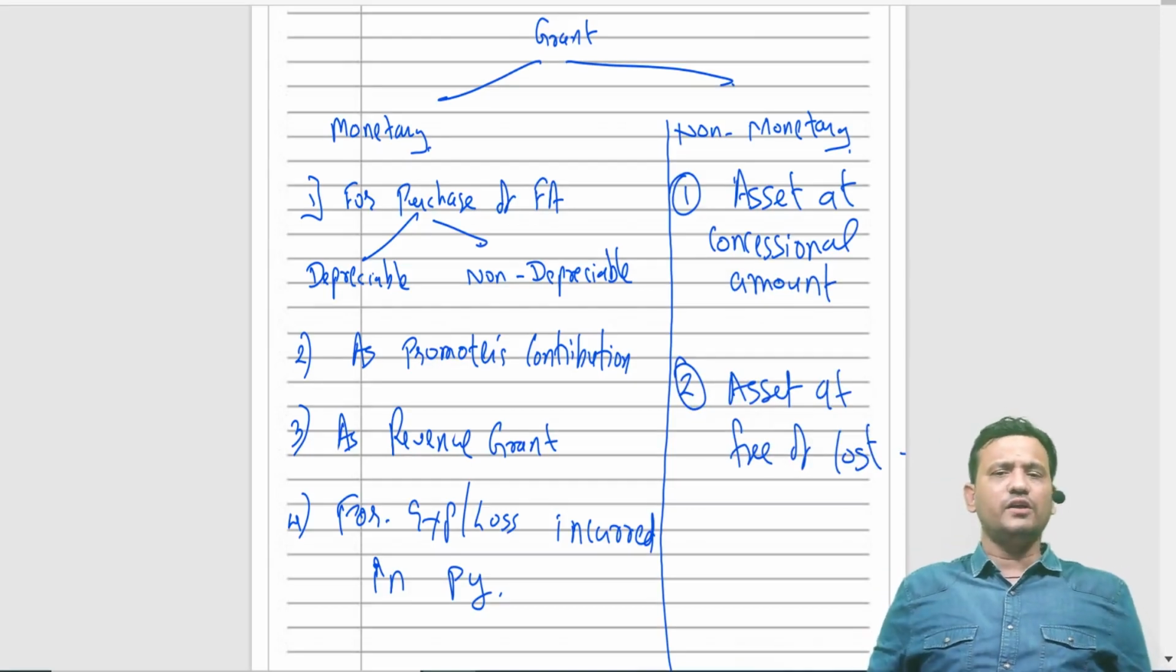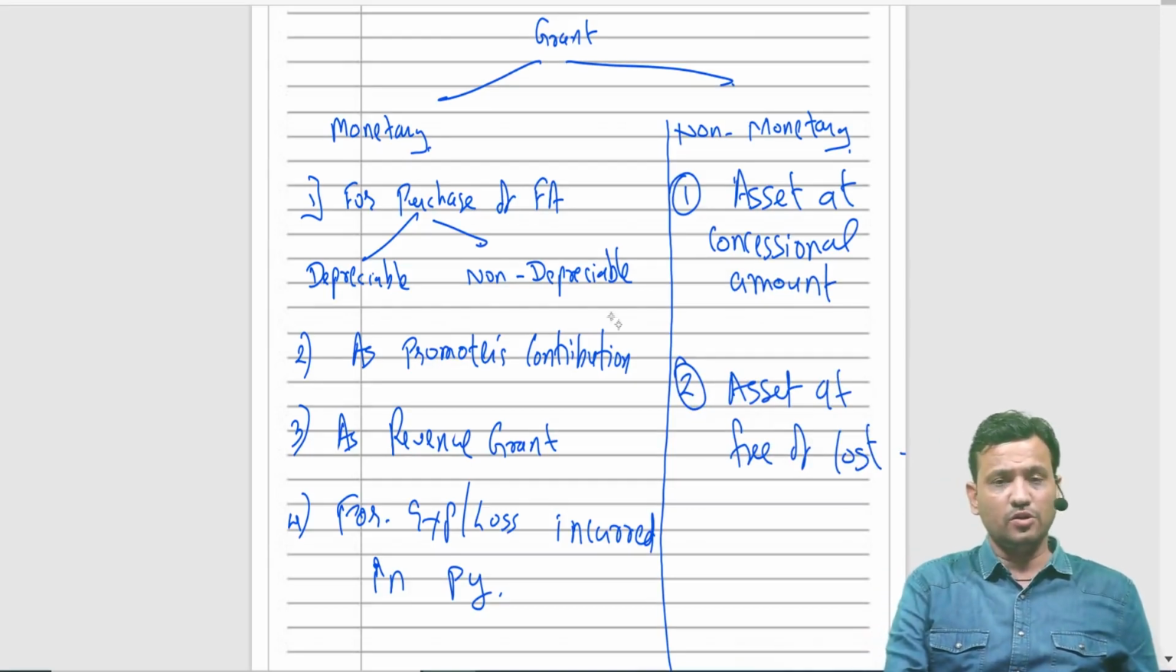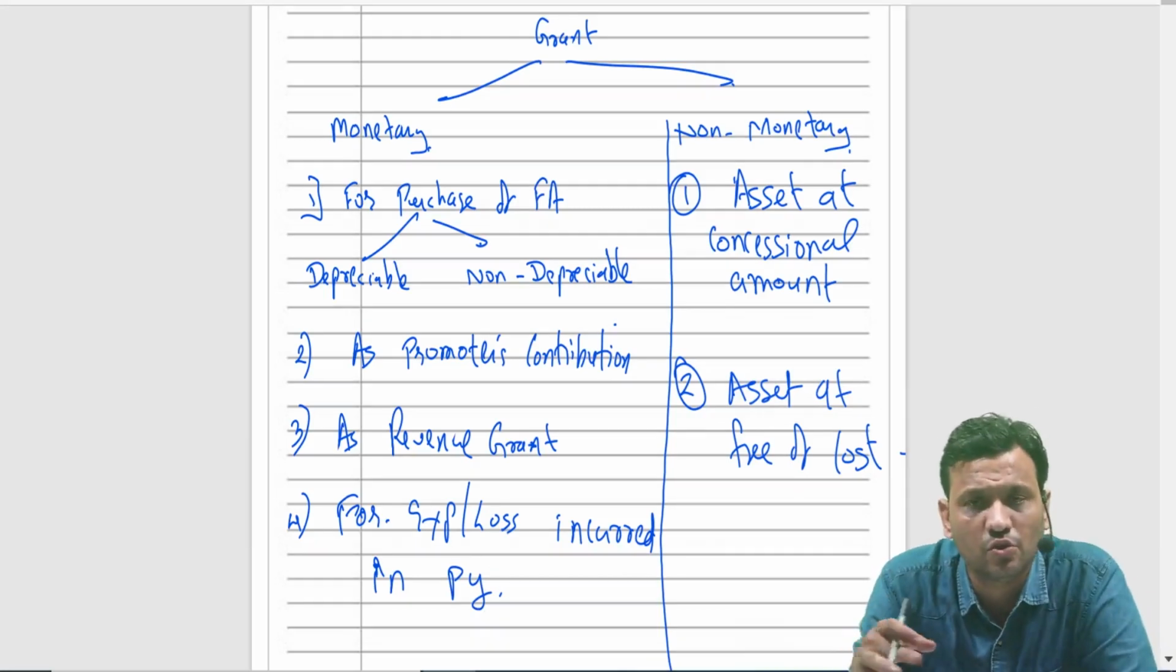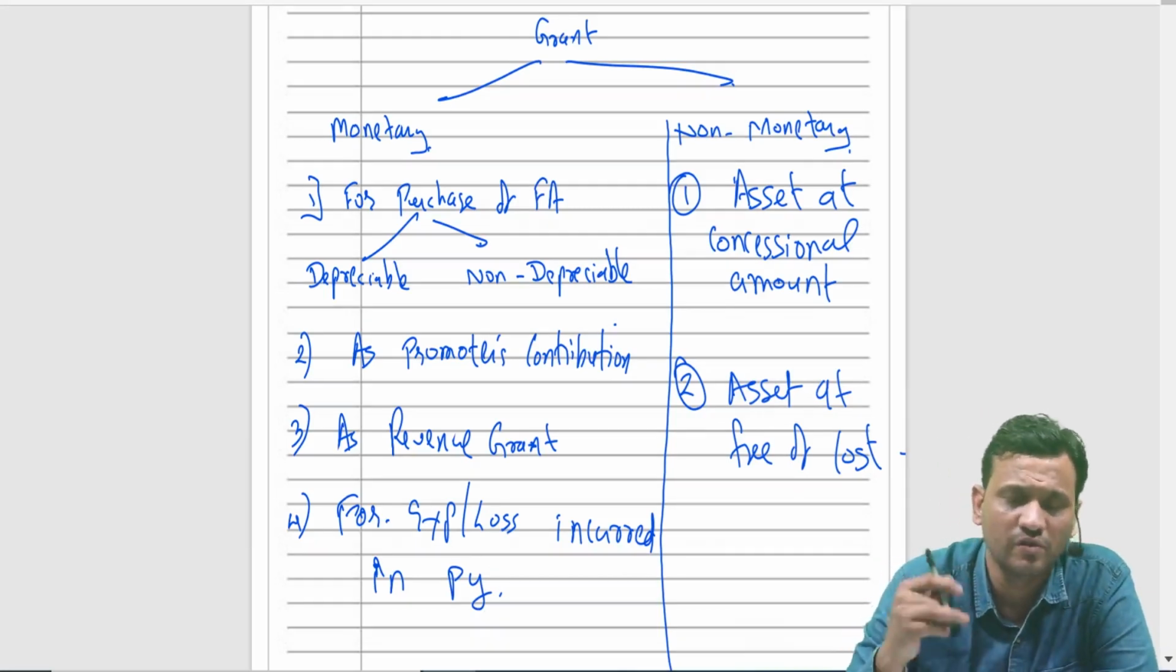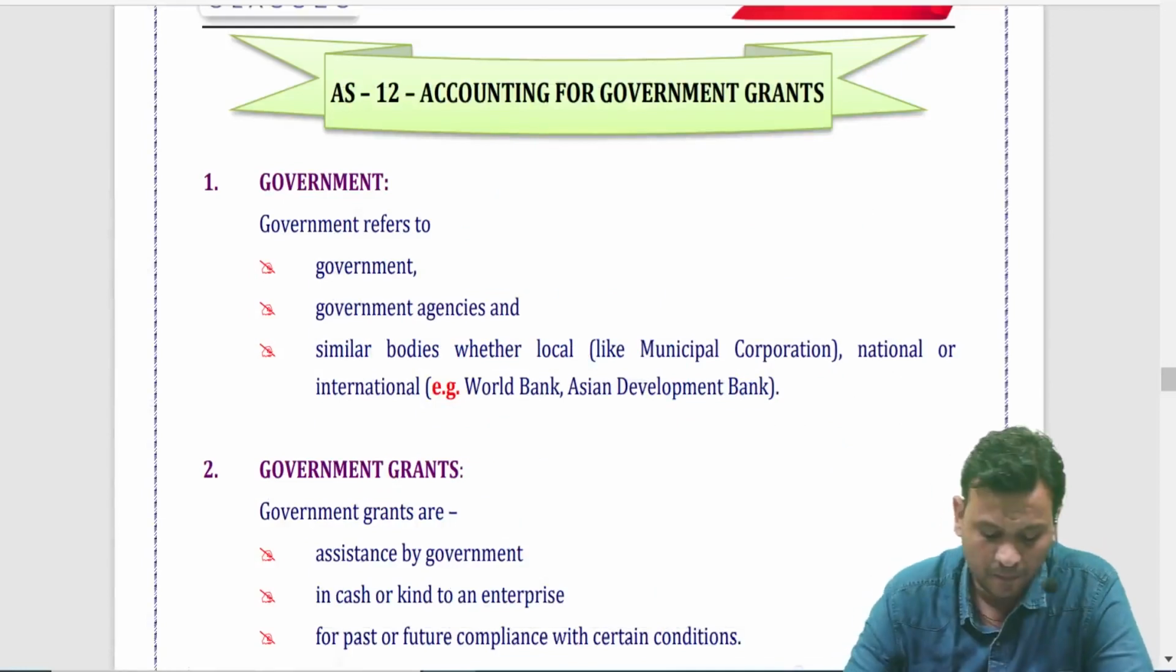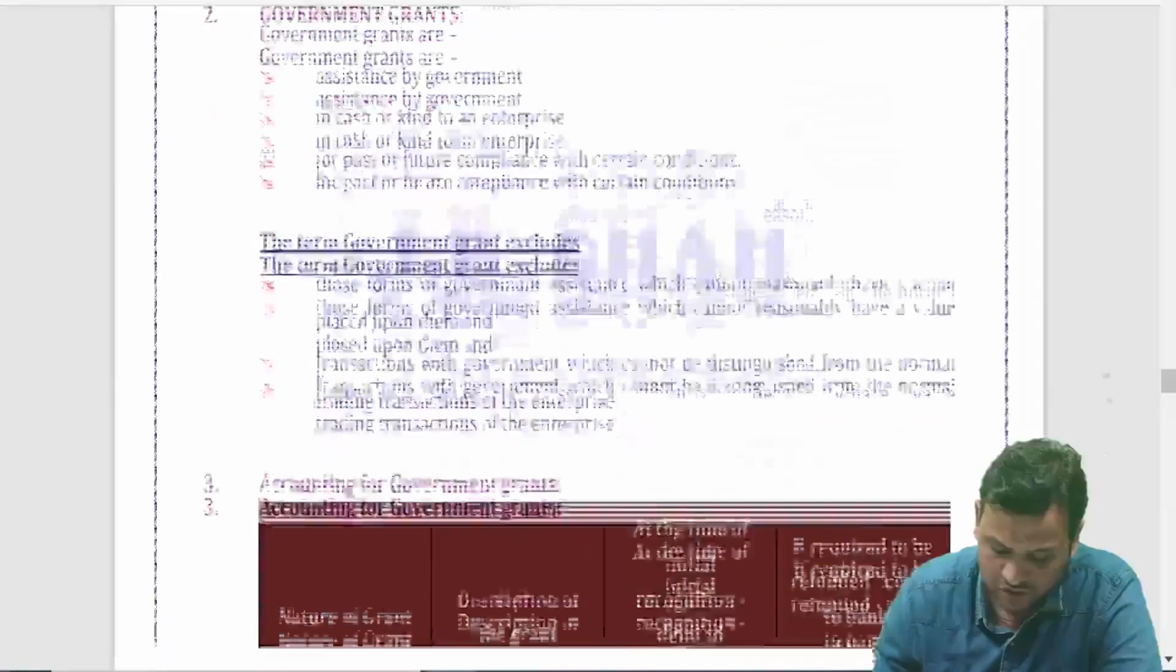So basically, accounting treatment you have to remember for depreciable, non-depreciable, promoter's contribution, revenue, expense or loss incurred in previous year, asset at concessional rate, and asset at free of cost. I will revise the whole journal entries through our chart which is there in our textbook. Of course, there are some definitions and all those things.